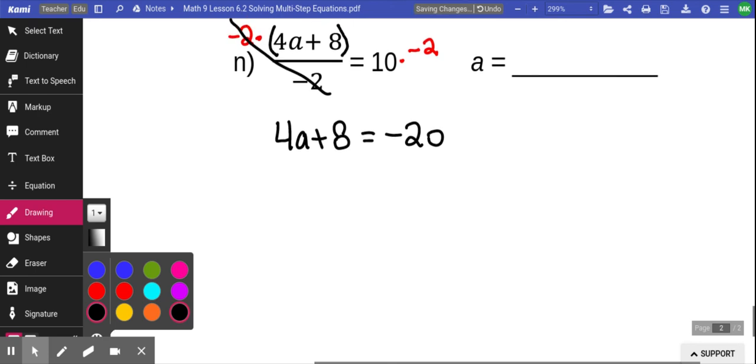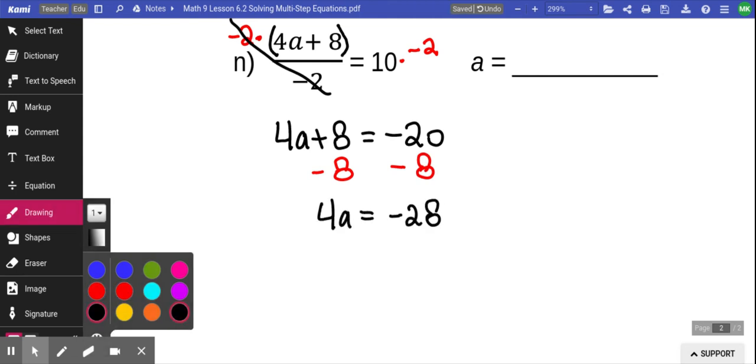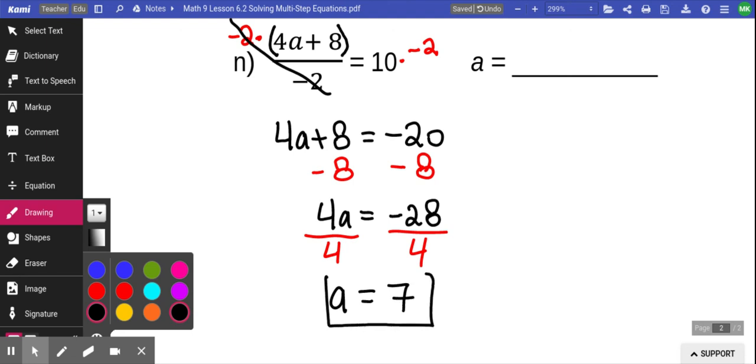And it's just kind of a standard question from there. I can move the 8 over first. That gives me 4a equals -28. And then I can divide both sides by 4. That gives me a equals, whoa, sorry, my brain's not working, -7. Awesome. That's solving multi-step equations.